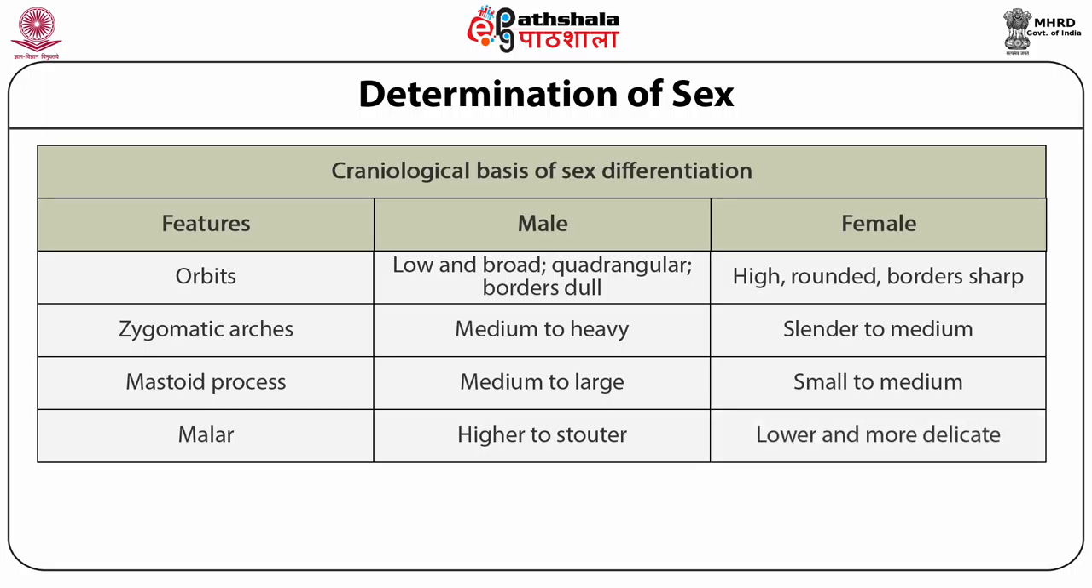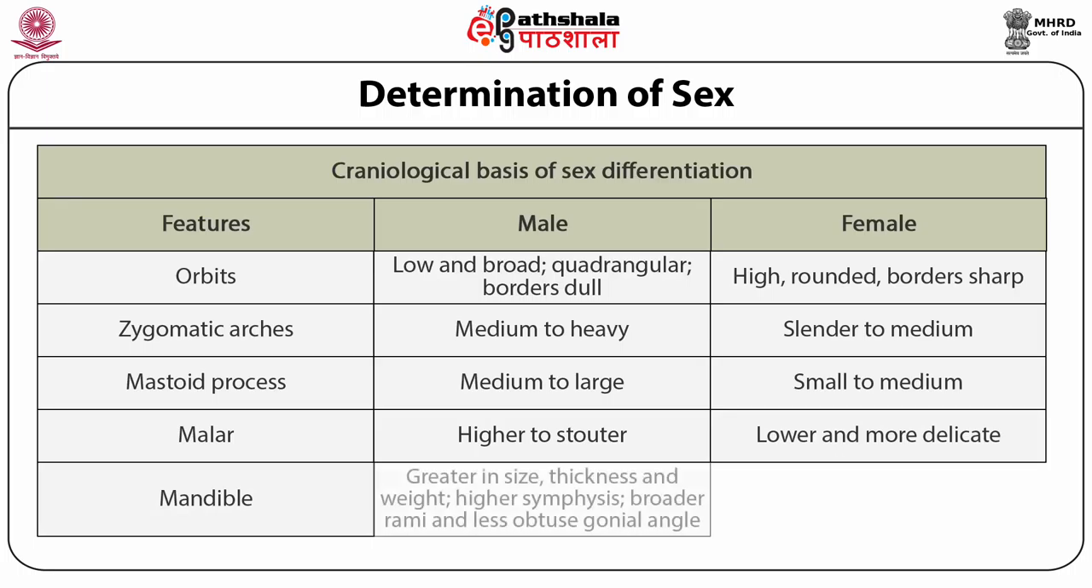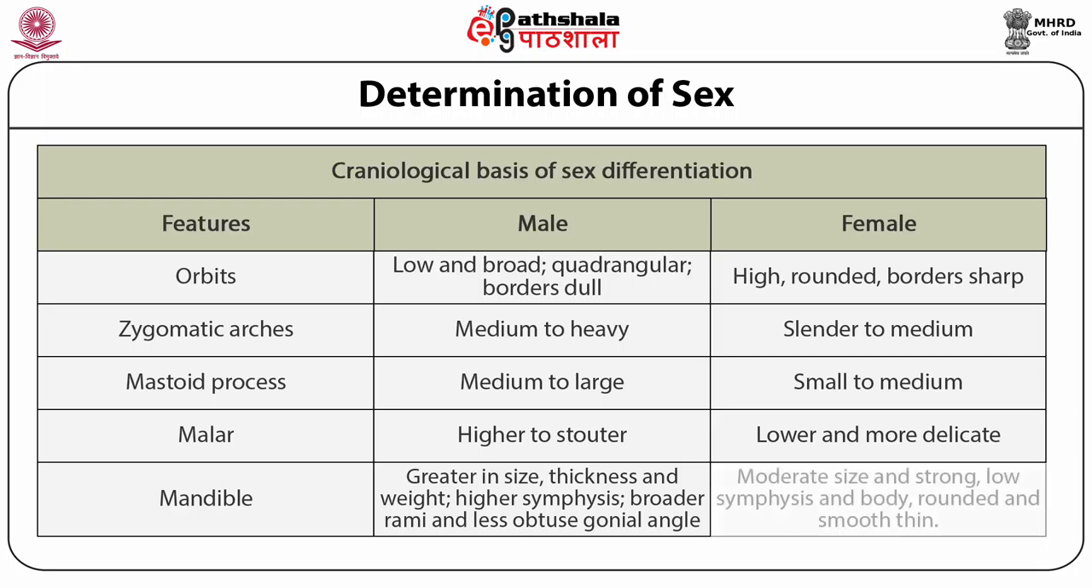In the case of mandible, in males, greater in size, thickness, and weight, higher symphysis, broader ramus, and less obtuse gonial angle. In the case of female, it is moderate size and stature, low symphysis, and body rounded and smooth. Now here I would like to tell you that there are many characteristics by which you can differentiate between the sex of the skull.